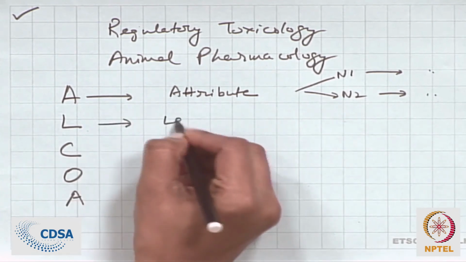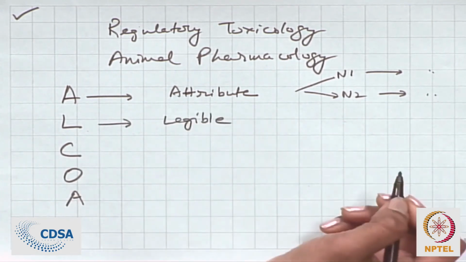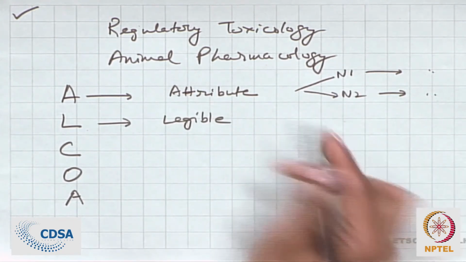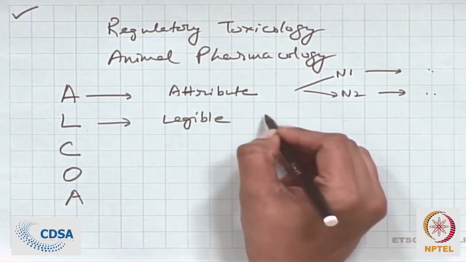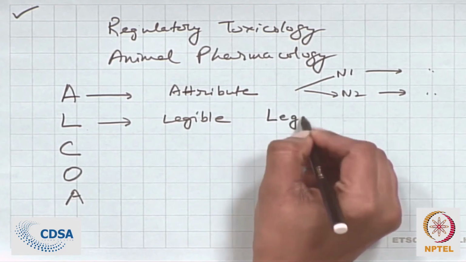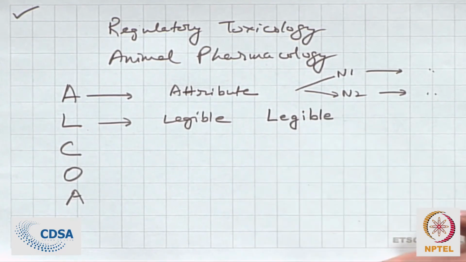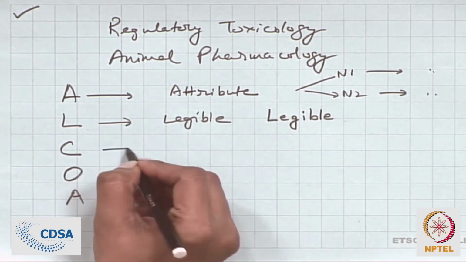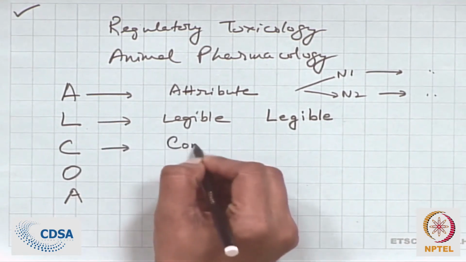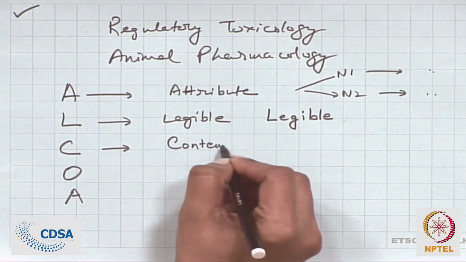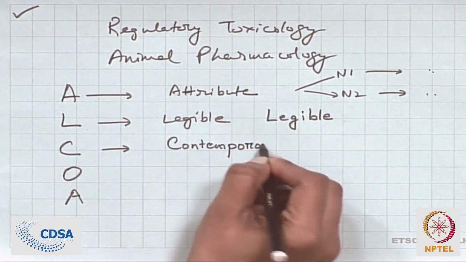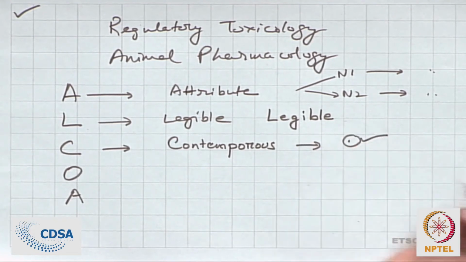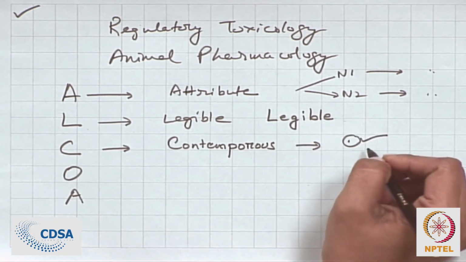L stands for legible. What does legible mean? Anything which you write, like I am writing in such a weird handwriting, it is actually not legible. So how you should write? You should write something which is a little better. And all medicos have very, very dangerous handwriting. C stands for contemporaneous. What does contemporaneous mean? Contemporaneous means if you have done the work now, you should do the documentation now. Contemporaneous is at that moment.